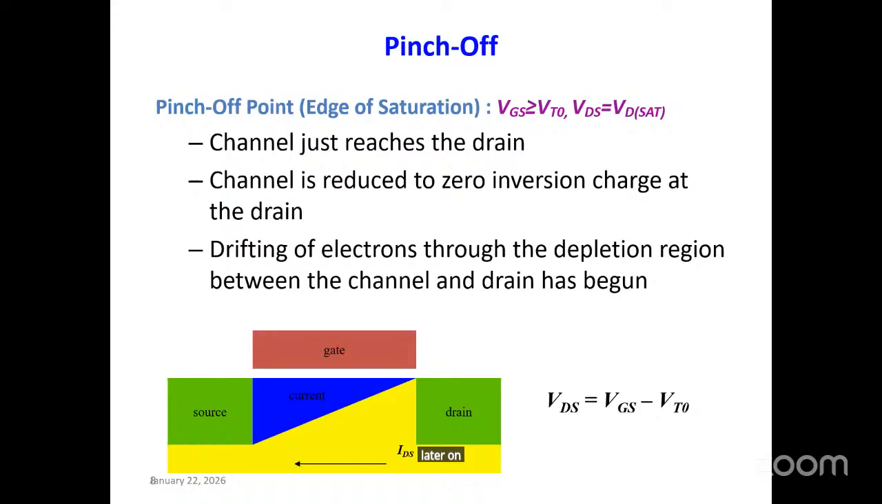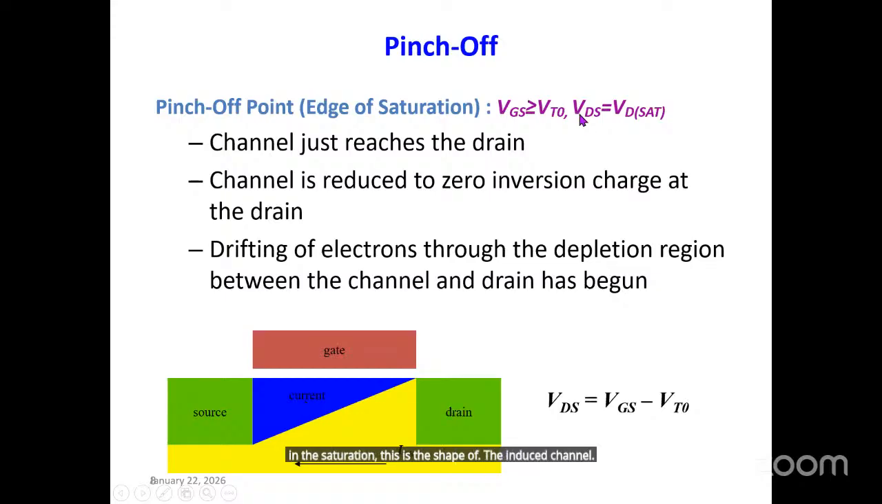Okay, the most popular region is the next region, called the pinch off region, or later on called the saturation region. In this region, VGS is greater than VT, and now VDS is equal to or greater than VDSAT, meaning VGS minus VT. Once this happens, in saturation, this is the shape of the induced channel.